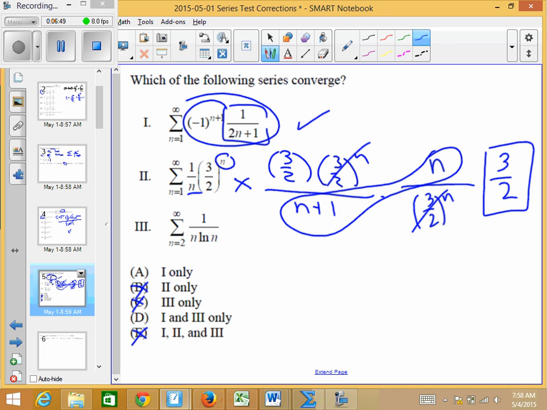So we've got a 50% chance of guessing right now. We may use the ratio test instead of the comparison test. The comparison test says if you get a positive number as an answer, both series converge or both series diverge.